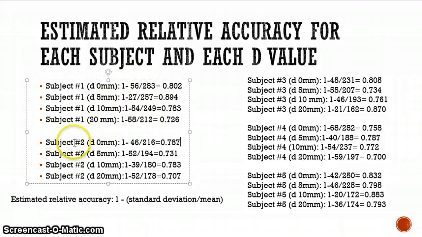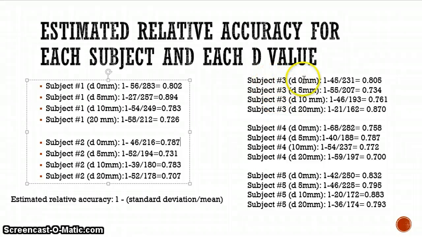For subject number 2, D at 0 millimeters is 0.787. At 5 millimeters it is 0.731. At 10 millimeters it is 0.783. And at 20 millimeters it is 0.707. This is my estimated relative accuracy.